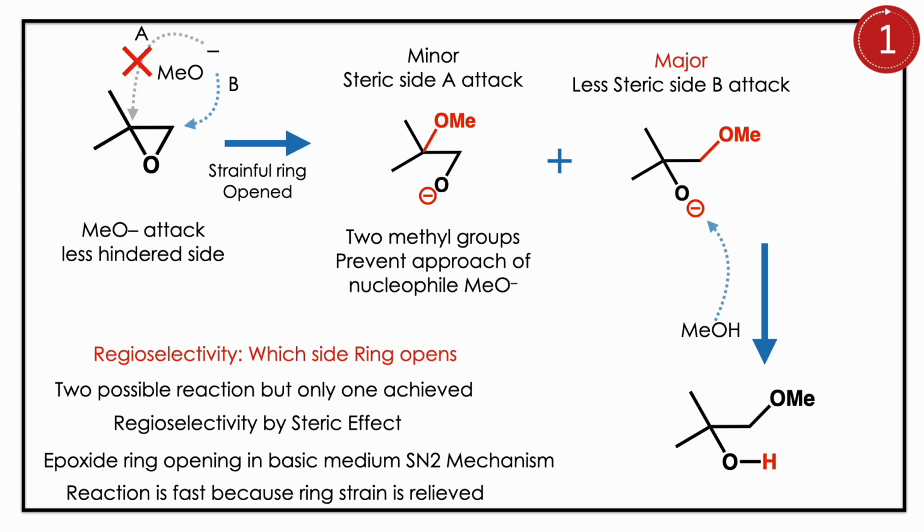The A pathway is very sterically hindered, so the SN2 mechanism is not possible. So only B is the major pathway. So O minus is there. Then O minus becomes alcohol by protonation. Here regioselectivity comes from the fact of where the ring will open, the A pathway or the B pathway. The B pathway is the right answer because of its mechanism.